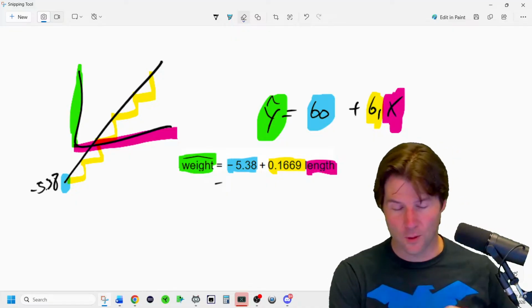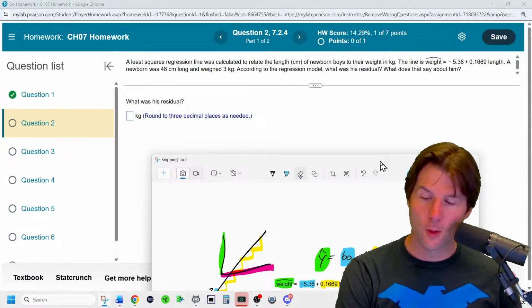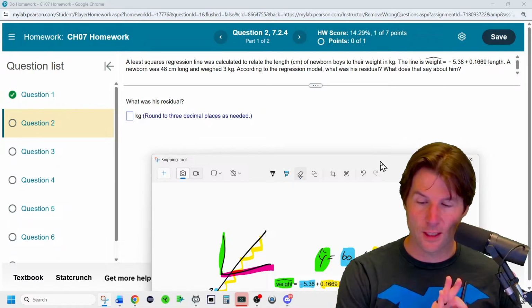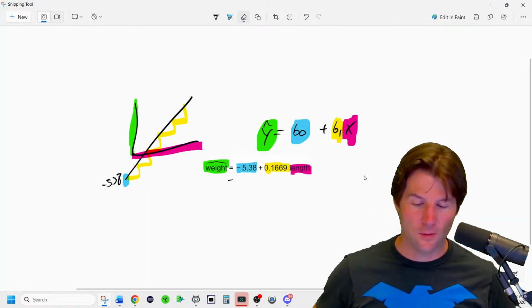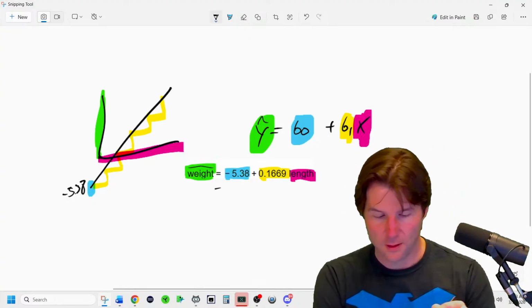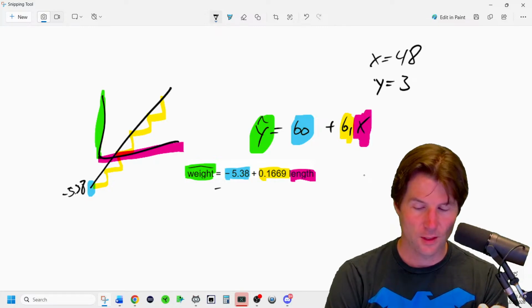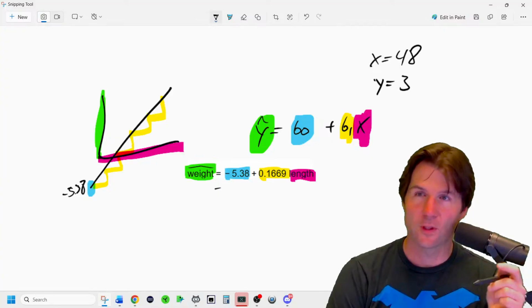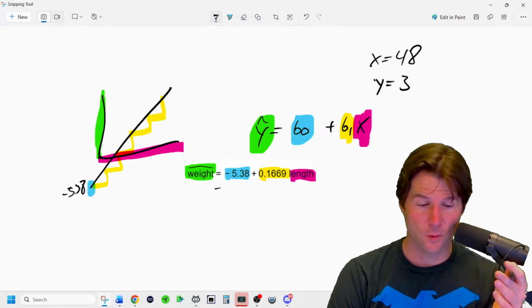So now let's see what it wants us to do. I think it wants us to predict. A newborn baby is 48 centimeters long and weighs 3 kilograms. So if the baby is 48 centimeters long, well, length is the x. So they're saying x equals 48. And then its weight, its actual weight, which is y, is equal to 3, because that's its actual weight. When it says it actually weighs that, that is the observed. The baby weighs 3 kilograms.